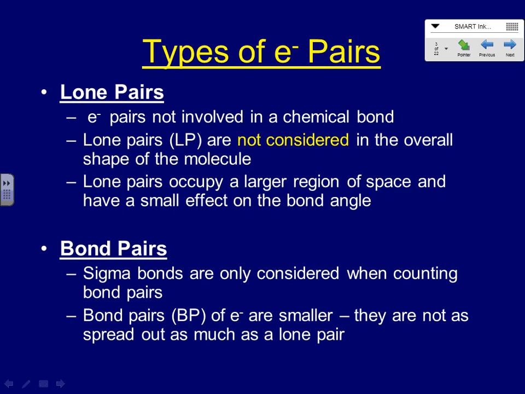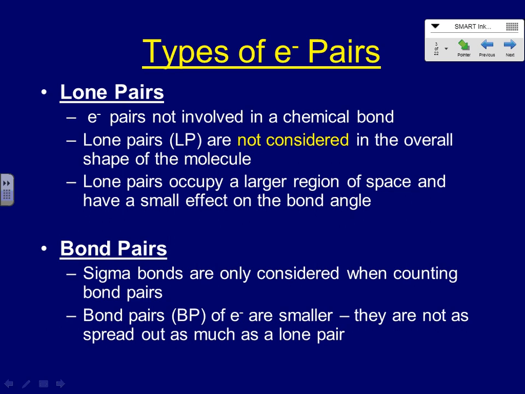So lone pairs are not involved in a chemical bond. Lone pairs are not considered in the overall shape of the molecule. Again, I've explained to you that when chemists use X-ray diffraction, only massive nuclei are able to be seen. We cannot locate the position of the electrons themselves, so we don't consider them in the shape. Lone pairs occupy a larger region of space and have a small effect on the bond angle. When I say small effect, it means that it does squeeze those bond pairs together a little bit sometimes.